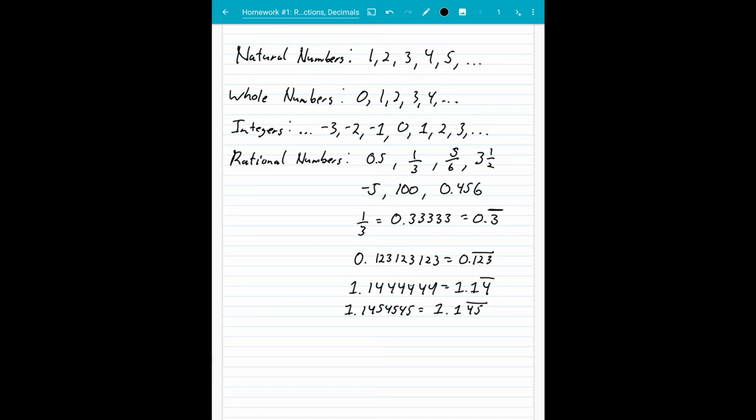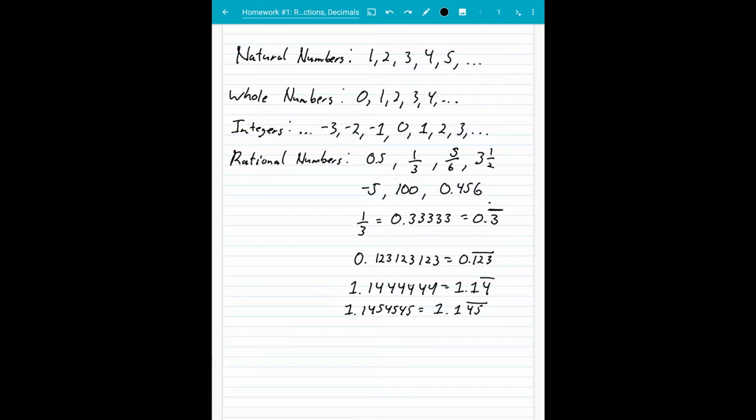So rational numbers are any number that can be represented as a fraction. These three numbers right here can also be represented as fractions. There's a way to figure that out, but we're not doing that in this class. But they can be represented as some kind of fraction. Now, rational numbers can be repeating decimals. They can also be terminating decimals, meaning they don't go on forever. They can be whole numbers or integers. It doesn't matter. They're always a repeating or terminating decimal.